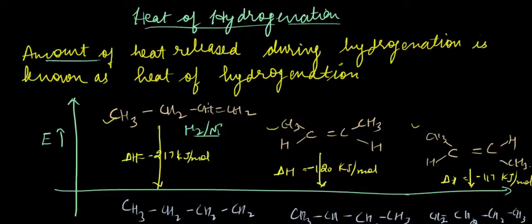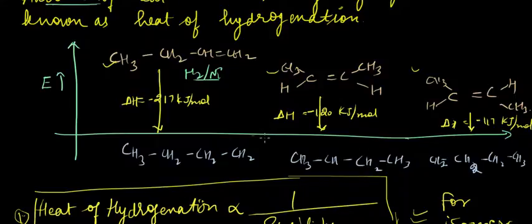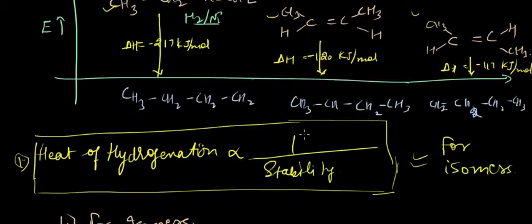And why is this less stable than the remaining two? The answer is simple. The number of alpha hydrogens in these is 6, while the number of alpha hydrogens is only 2 for this. Hence this structure is more unstable than these two structures, because of less hyperconjugation, or fewer alpha hydrogens. Okay, so the heat of hydrogenation is inversely proportional to stability for isomers.